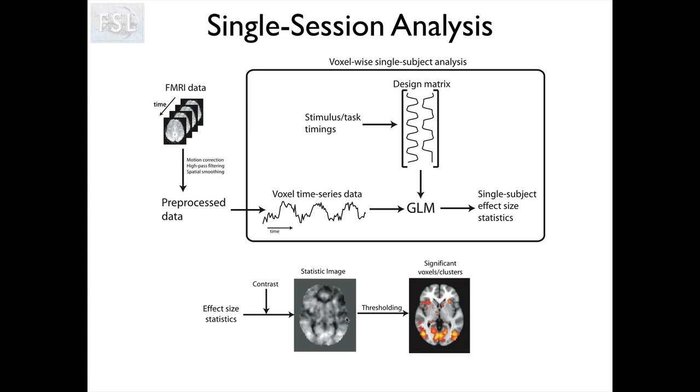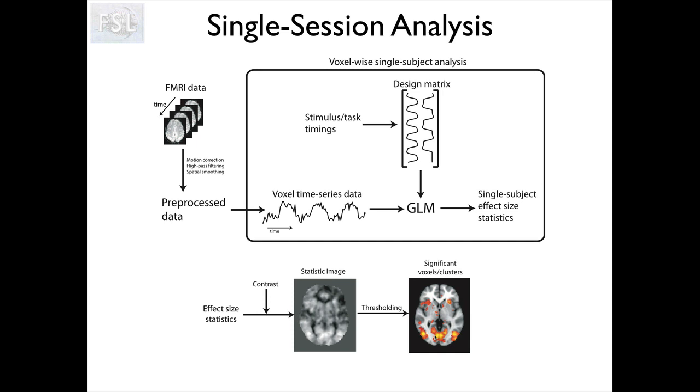So this is a statistic image where each voxel might be a t-value or an f-value, something like that. And then what we're doing is we're thresholding this to find out which part of the brain was significantly activated as part of our experiment.